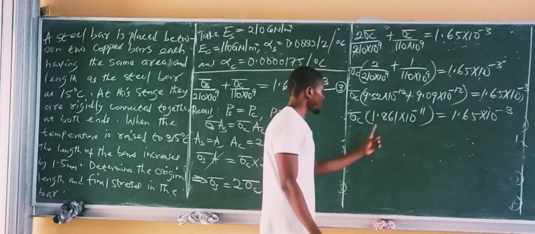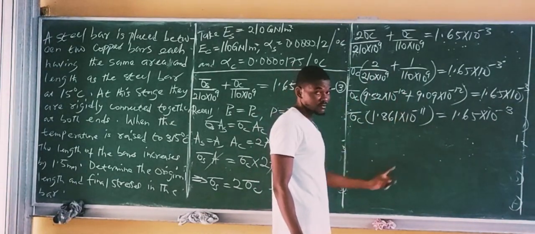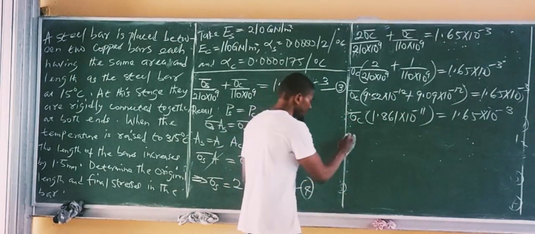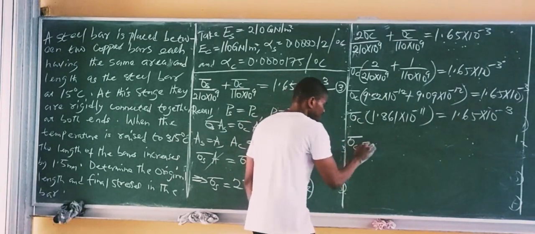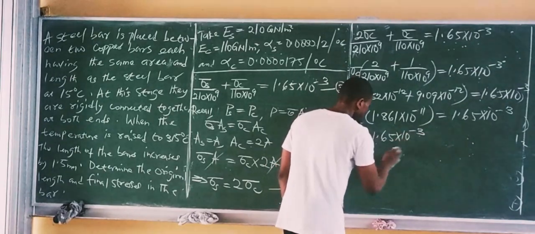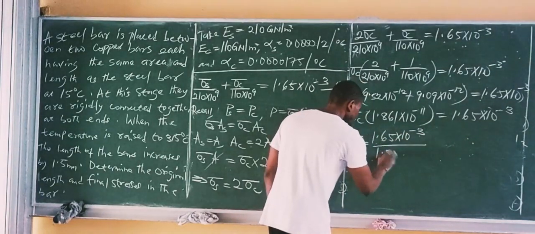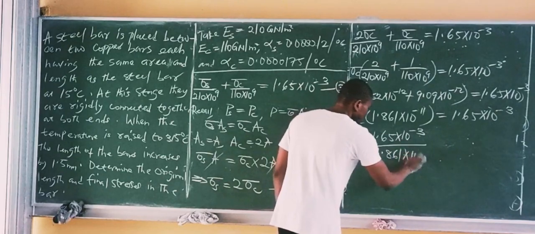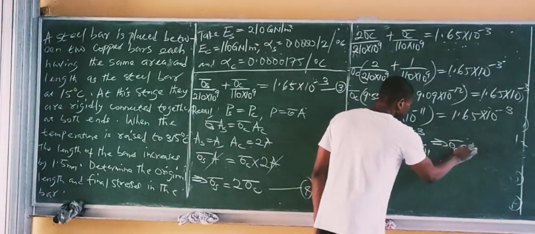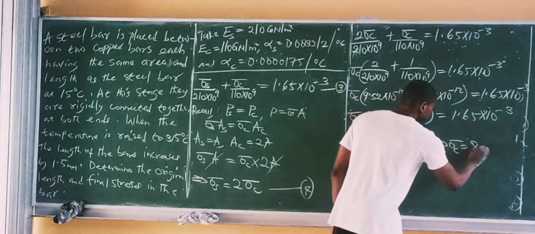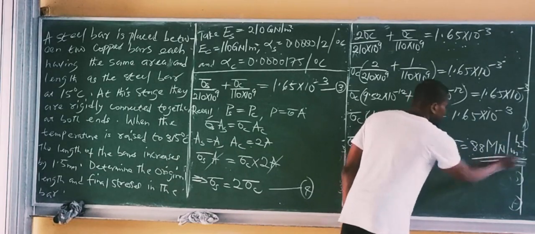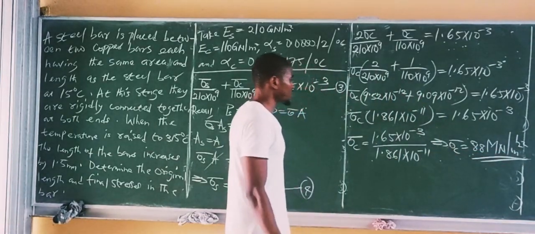Alright, so divide both sides by 1.861 by 10 to the power of minus 11 to find sigma c, which is the stress induced in the copper bar. So the stress induced in the copper bar is simply 1.65 by 10 to the power of minus 3 divided by 1.861 by 10 to the power of minus 11. That will give us the stress in the copper bar to be approximately 88 meganewtons per meter square. So you have that.